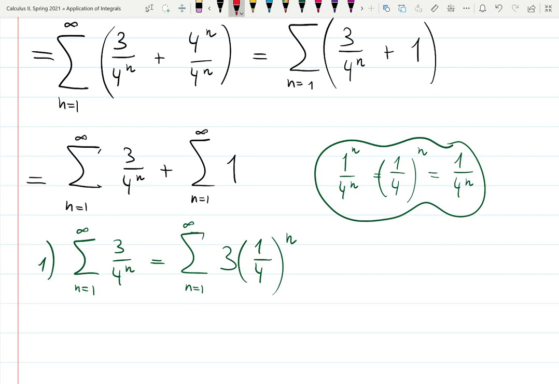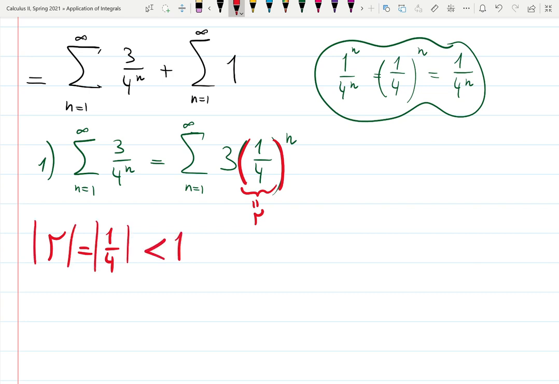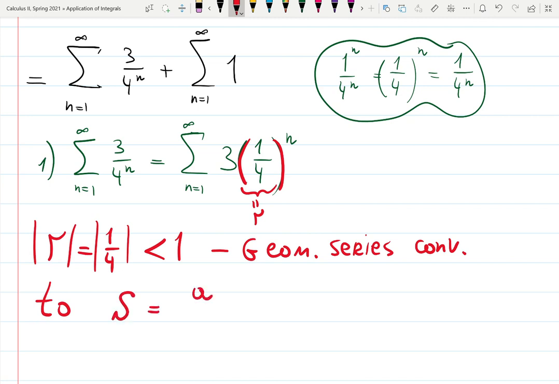Then this is a geometric series. This is my common ratio r. So I'll write down r, it's very visual over there, is 1/4. Since r is 1/4 and it's less than 1 by absolute value, I can say that this geometric series converges. And we even know what it converges to. It converges to a finite sum, which is the first term over 1 minus the common ratio.